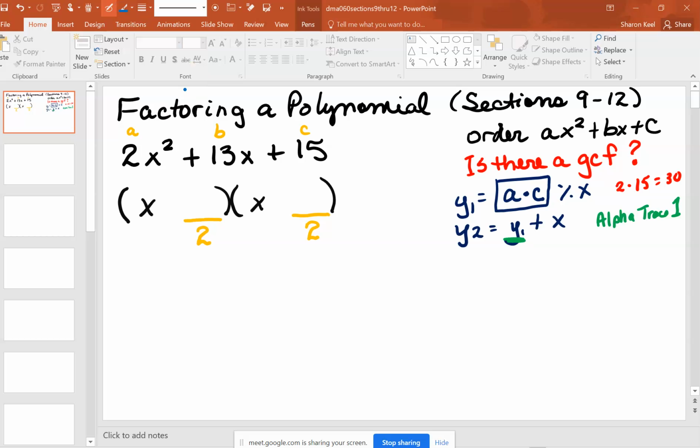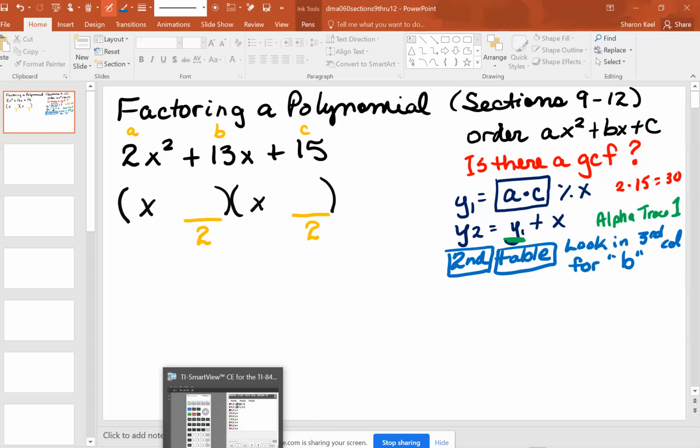The next thing after we've done this is we are going to choose second table. We're going to choose those buttons, second and then table, and we are going to look in the third column for B. All right. The B is the middle number. In this case, it's the number 13. So let's come back to our calculator together.